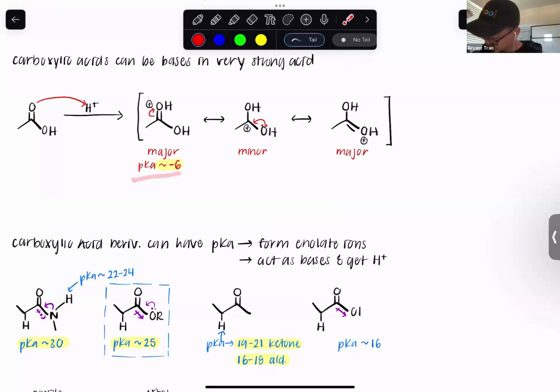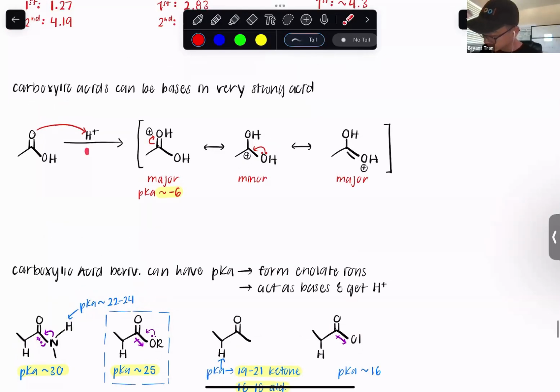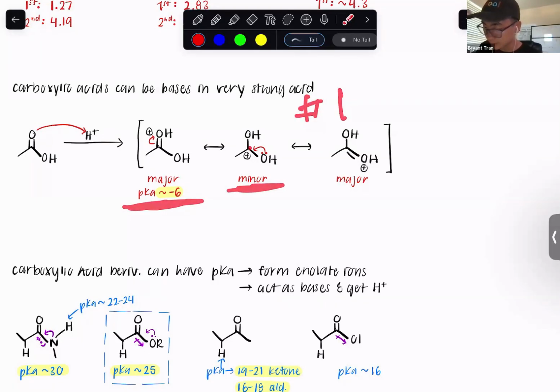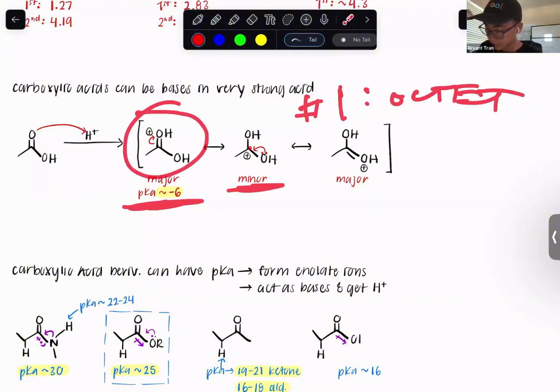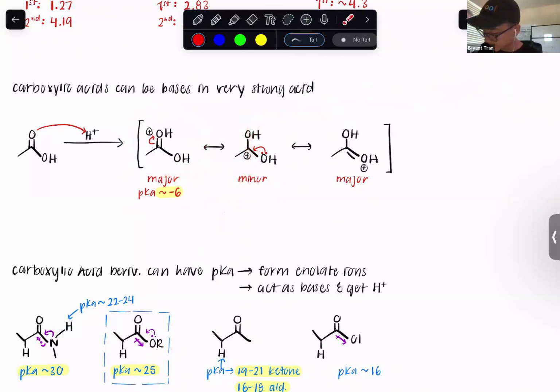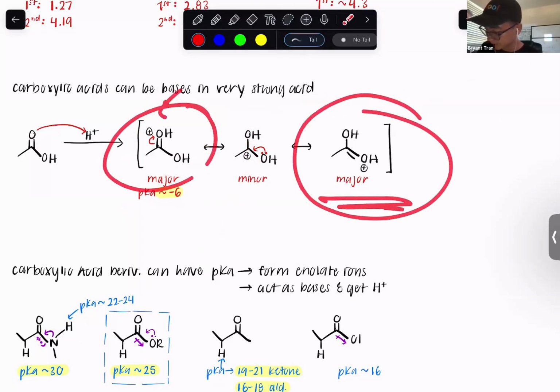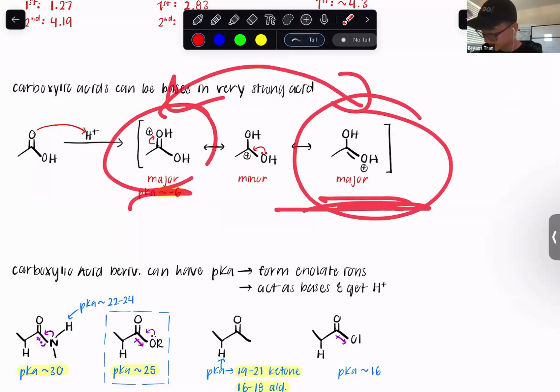Major. Yep, this is to talk about protonating the carbonyl oxygen, doing resonance with that. This is the major resonance structure. This is the minor resonance structure because this carbon here does not have an octet. The number one factor for major versus minor resonance structure is the octet rule, right? Every single atom in this structure has the octet. This carbon here does not have the octet, so that's why that's minor. This is also major. They're basically the same thing, right? So they're both major.